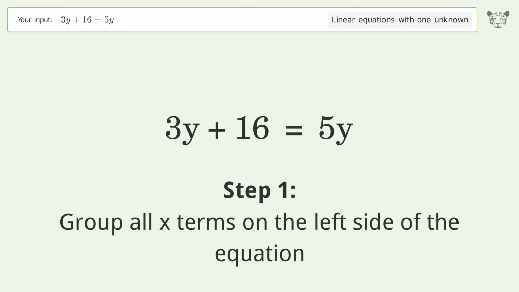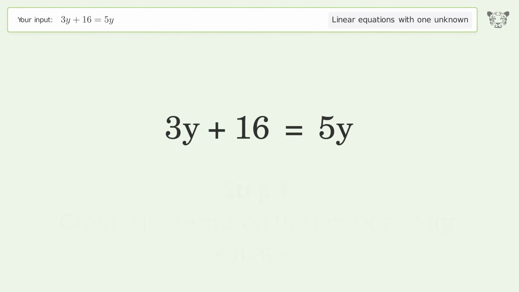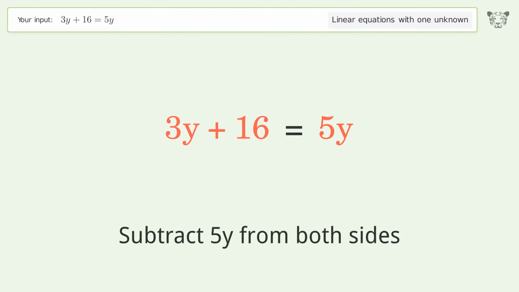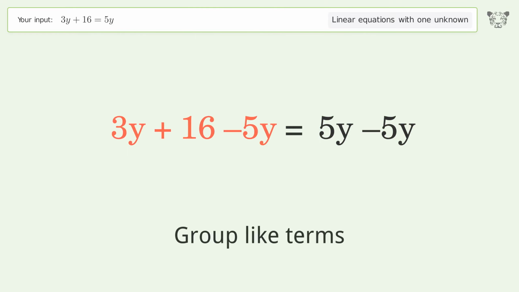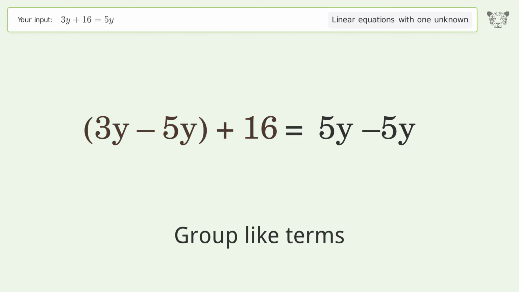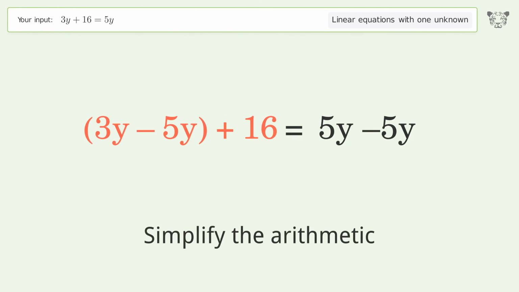Group all x terms on the left side of the equation. Subtract 5y from both sides. Group like terms. Simplify the arithmetic.